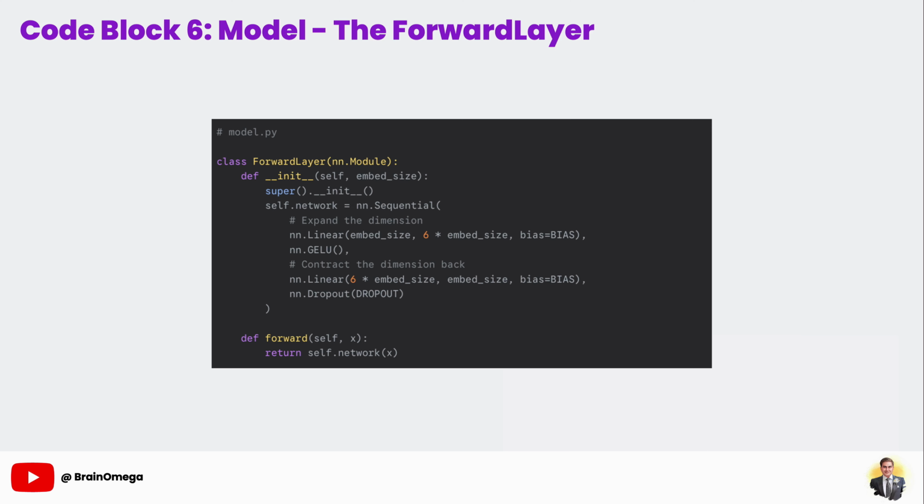If you look at the structure, it's a very standard 2-layer neural network. We take the output from our attention layer, project it to a much larger dimension, in this case 6 times larger, apply a GELU activation, and then project it back down. This expansion and contraction pattern gives the model more capacity to find complex patterns and nonlinear relationships within the features of each token. It's a simple but vital part of the transformer's power.